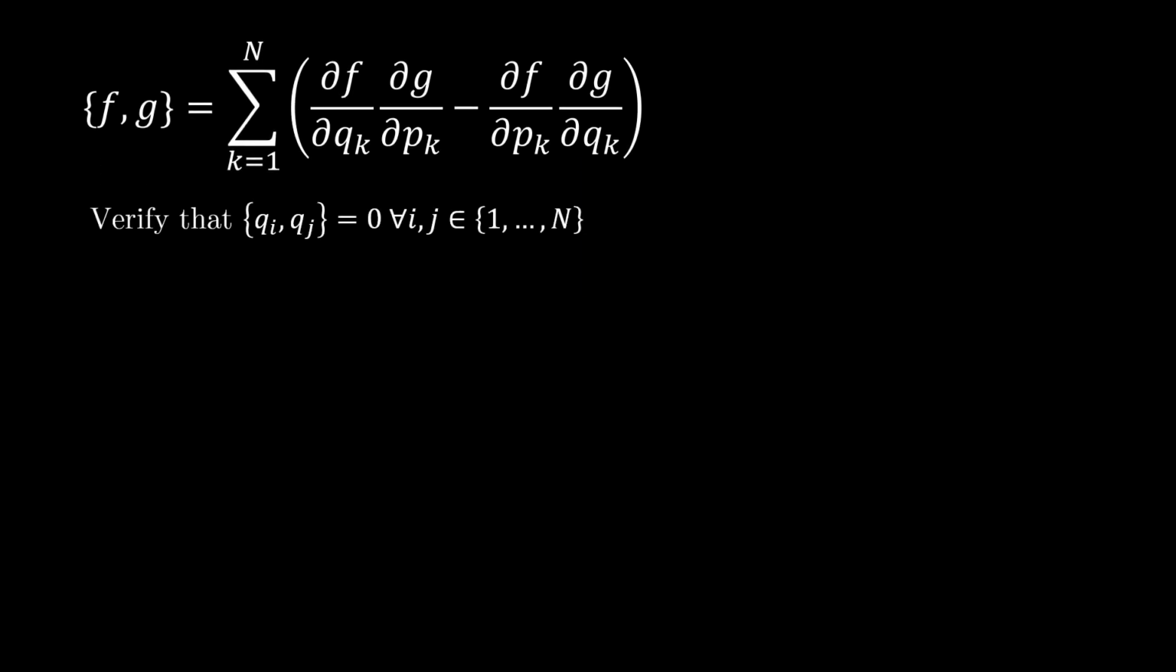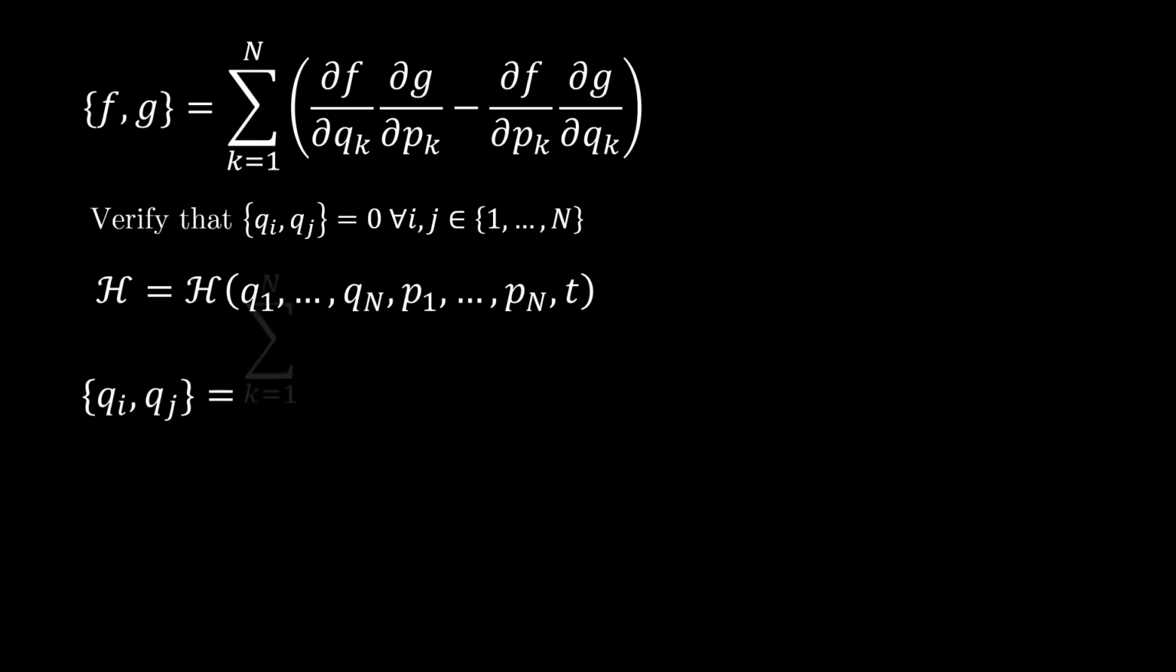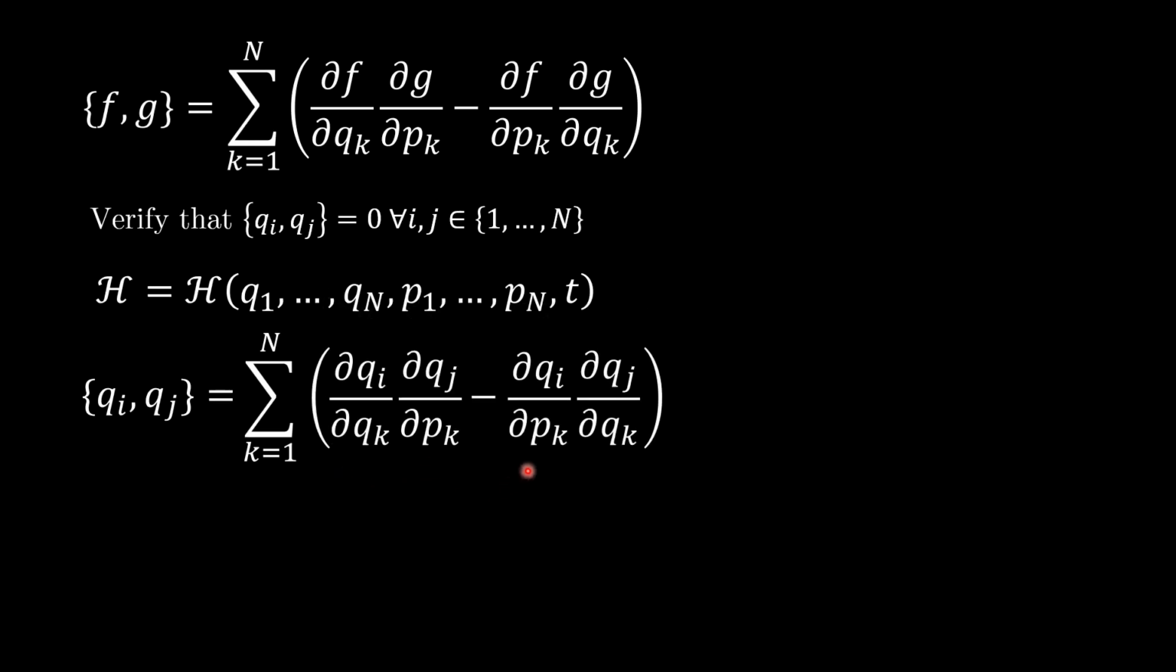In part A, we're asked to verify some identities of the Poisson bracket. The first of these is that the Poisson bracket of any two generalized position coordinates qi and qj is just 0. We'll begin by noting that the system's Hamiltonian is a function of all the position coordinates q1 through qn, all the momenta p1 through pn, and possibly time. Then the Poisson bracket of qi and qj is the sum over the degrees of freedom of ∂qi/∂qk times ∂qj/∂pk minus ∂qi/∂pk times ∂qj/∂qk.